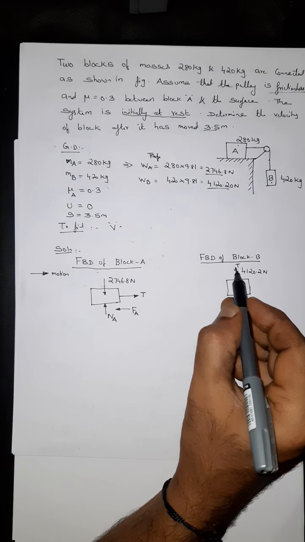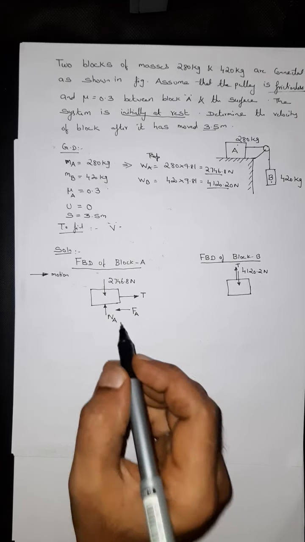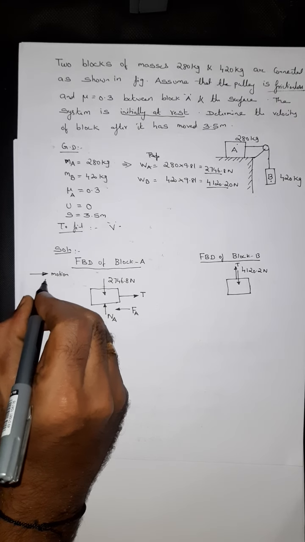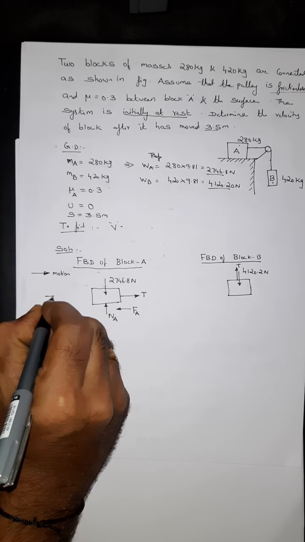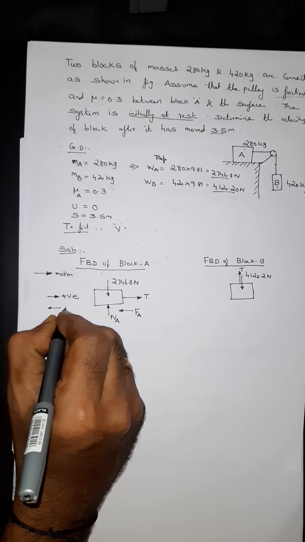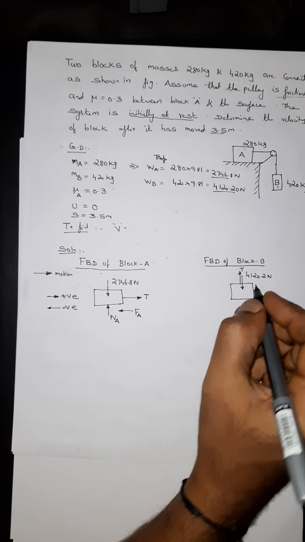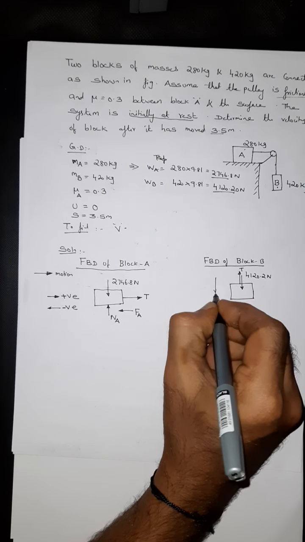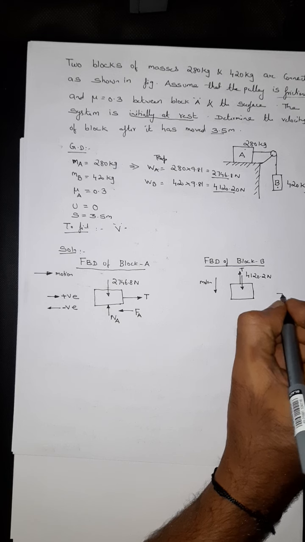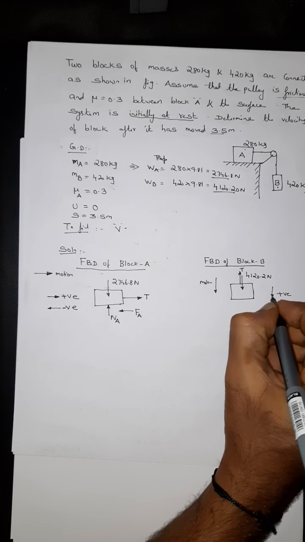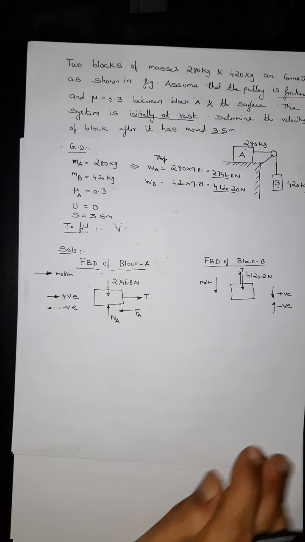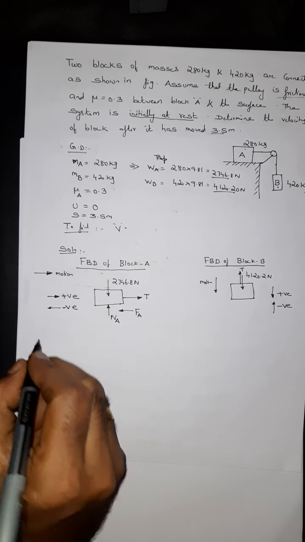Where to start? Here only one unknown, as far as here 1, 2, 3 unknowns. So I'll start from here. Before that, the direction: here the motion is in this direction, so the motion is positive and this would be negative. Here the motion is in downward direction, therefore this is positive and the opposite direction is negative. Clear? Right.